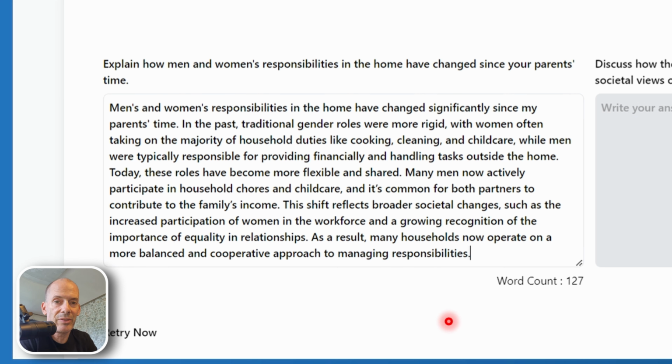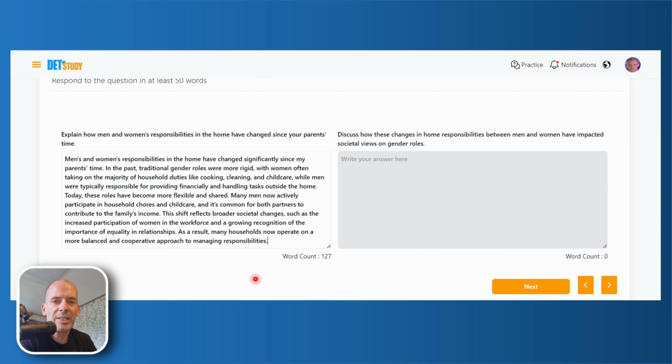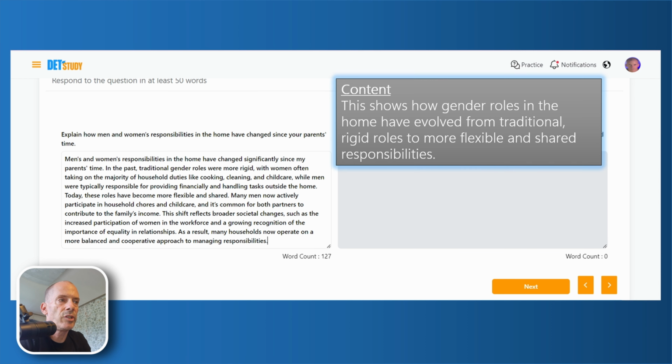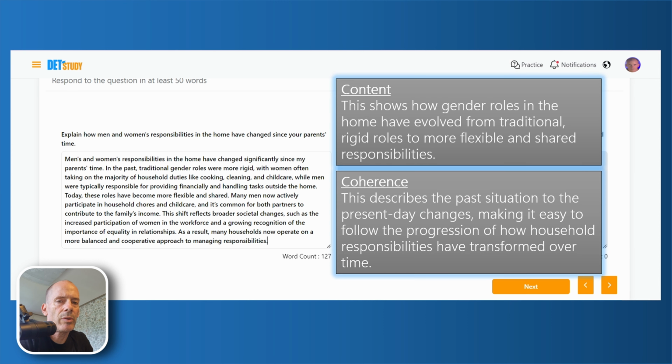Pretty comprehensive answer, right? In the 5 minutes, this is about as much as you could write. So let's take a look. Okay, content. This shows how gender roles in the home have evolved from traditional, rigid roles to more flexible and shared responsibilities. And coherence. Easy to understand. This describes the past situation to the present-day changes, making it easy to follow the progression of how the household responsibilities have transformed over time.